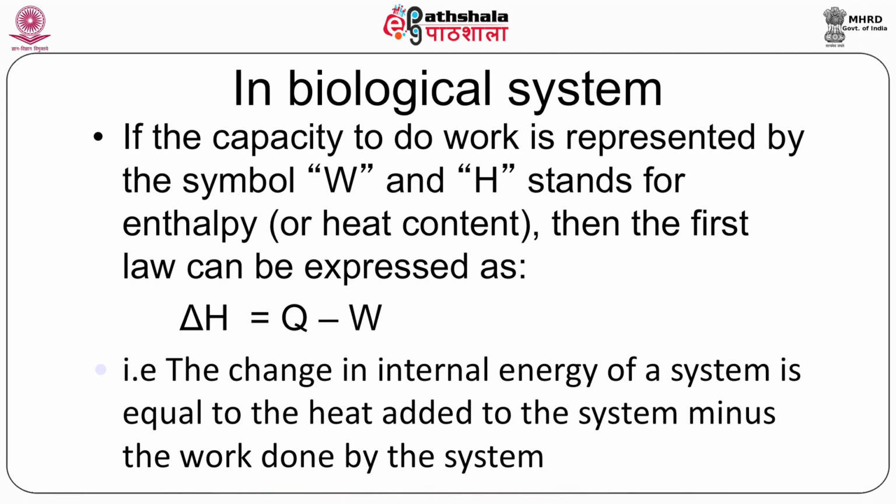The capacity to do work is represented by W, and H stands for the enthalpy, or the heat content. Then the first law we can write as delta H, the change in heat content or enthalpy, is equal to Q, the heat, minus W, the work done. The change in internal energy of a system is equal to the heat added to the system minus the work done by the system. It's a very simple equation, nevertheless very important.